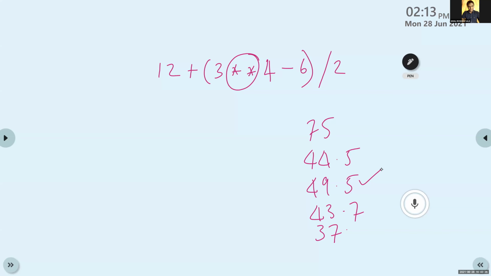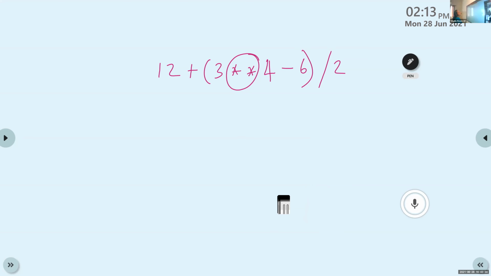Okay. I will explain. So, the question is 12 plus 3 exponent 4 minus 6. This 3 exponent 4 minus 6 is within a bracket. So, we calculate this expression first. But in this expression, there are two operators, exponent and minus. Which will be treated first, Kevin? Exponent. So, what is the result of 3 exponent 4?